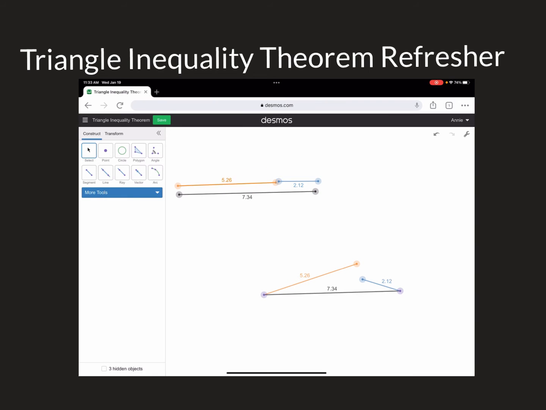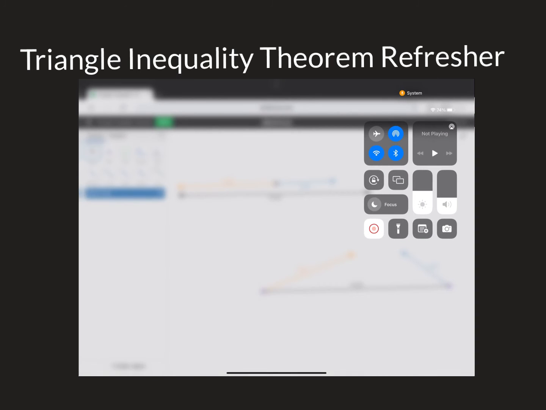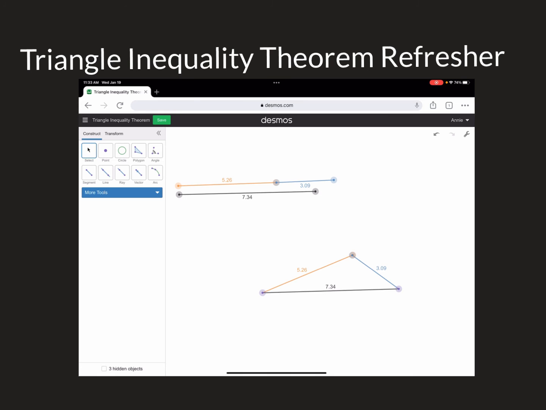And notice up here, I'm comparing this 734 to this 526, and now we're going to make the blue side longer. Now we've got the orange and the blue together combined to be a lot longer than this. Now all of a sudden I'm able to actually make a triangle out of what's there. So really the thing is, if orange and blue are comparatively longer, so the two shorter sides are longer than the longest side, then you can make a triangle.